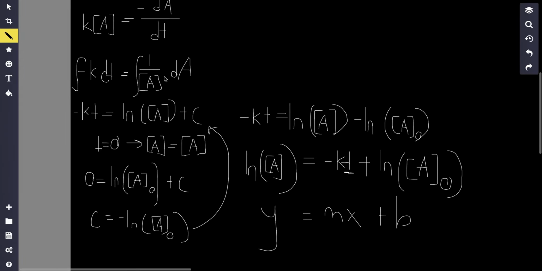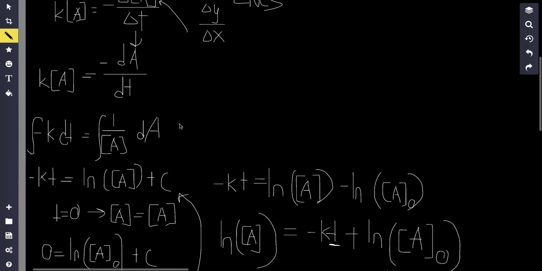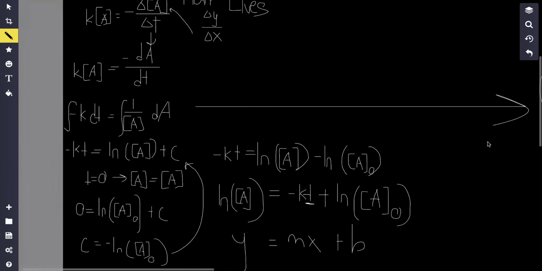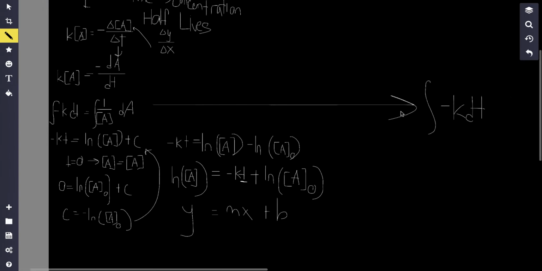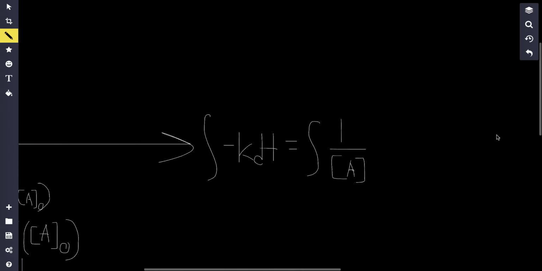All right. There's actually another way you can do this proof. So if I draw an arrow over here, right, notice how we have the integral of negative k dt, and then that's going to be equal to the integral of 1 over the concentration of A dA.